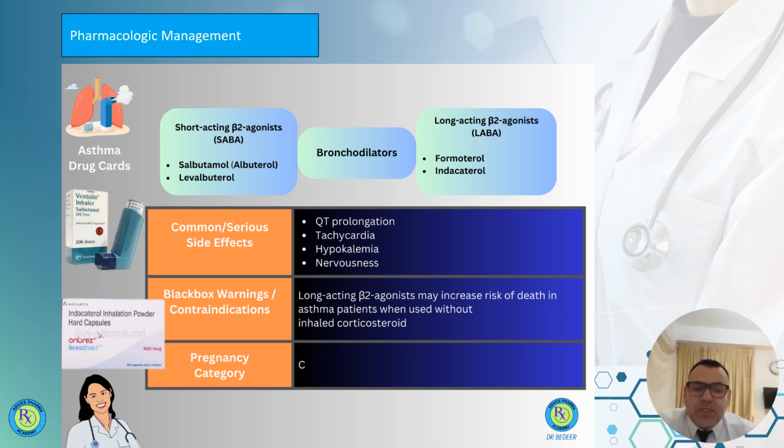Pregnancy category is C, which means that it depends on the risk-benefit and the decision of the physician. This type of medication usually produces bronchodilation by relaxing smooth muscle in the bronchi.